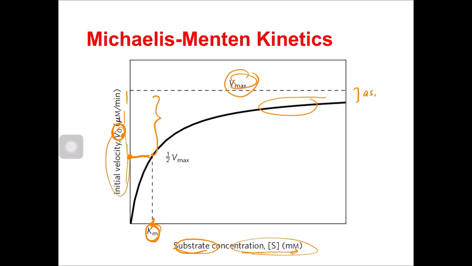So Km again is the concentration at which V naught is 1/2 of the Vmax. Now question is, what is the importance of Km? That will be discussed later pag proceed natin sa mga conclusion. So tandaan nyo ang Km, ito yung amount or yung concentration ng substrate na kung saan nakalahati na ang Vmax.